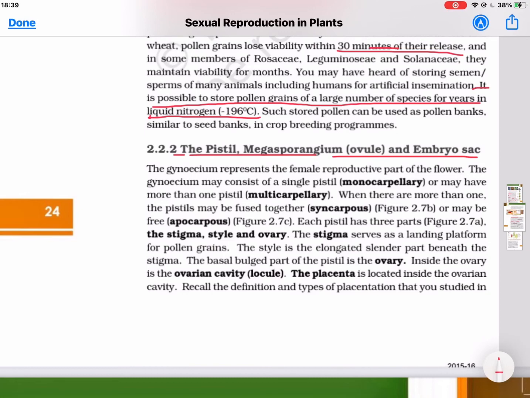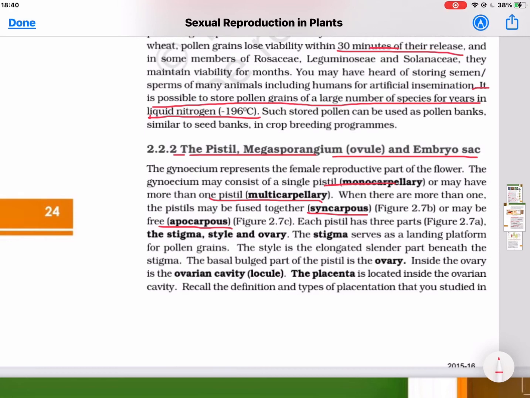The gynoecium may consist of a single pistil, then it is known as monocarpellary, or consist of many pistils, then it is known as multicarpellary. When there are more than one, the pistils may be fused together, then the term used is syncarpous. अगर ज़्यादा pistils हैं और वो आपस में जुड़ी हुई हैं, fuse हैं, तो उनको कहेंगे syncarpous. और may be free, और अगर नहीं जुड़ी हुई तो उस टाइप के pistils को बोलेंगे apocarpous.